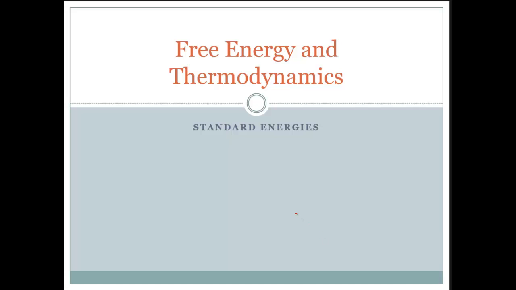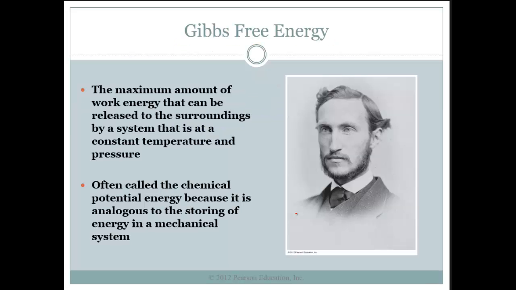In this tutorial, we will be discussing standard energies and Gibbs free energy. Gibbs free energy is the maximum amount of work energy that can be released to the surroundings by the system that is at constant temperature and pressure. Often called the chemical potential energy because it is analogous to the storing of energy in a mechanical system.